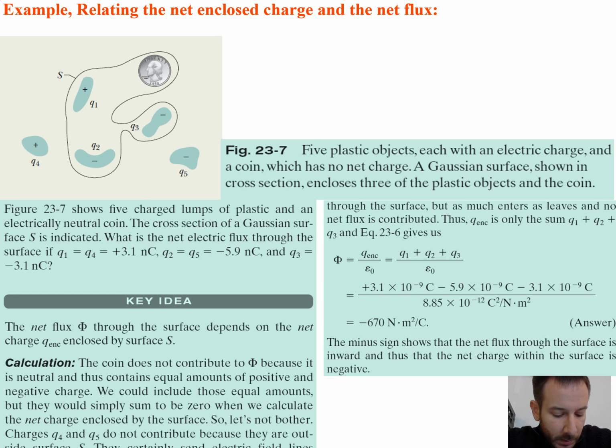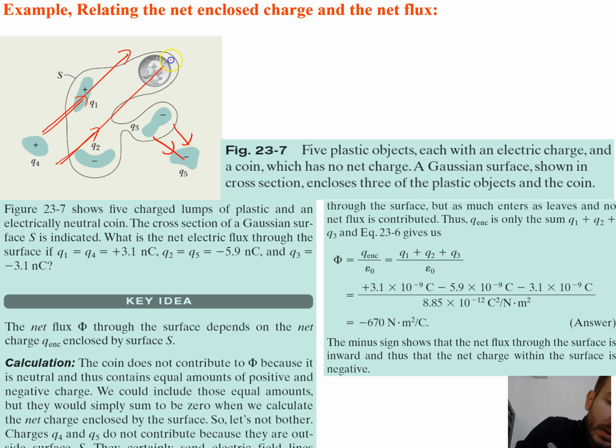Charges Q4 and Q5 do not contribute because they're outside of the surface, and they certainly send electric field lines through. So we're going to have these electric field lines going through due to these charges, but they're going to go all the way through. They go in and come out. So we don't really need to worry about any of the charges outside of the surface.